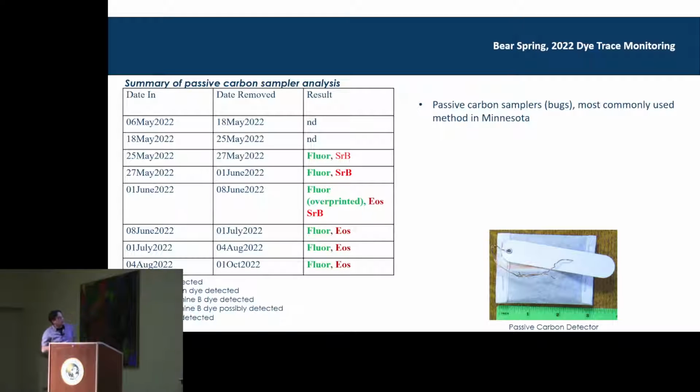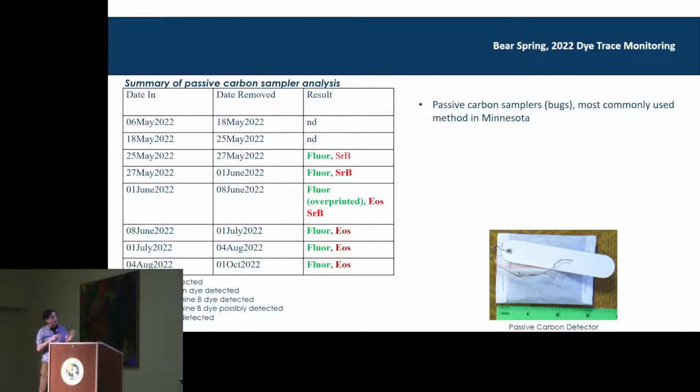Getting to the results here. What you're looking at in this table is our background monitoring, looking to see what was in the neighborhood before we did our dye inputs. And then starting on the 25th, we introduced both our fluorescein and rhodamine, and then we didn't introduce eosine until the next week due to some logistical reasons. But the bugs were very consistent with what we found, and more importantly, they were very consistent with what we'll get into on the next couple slides here.